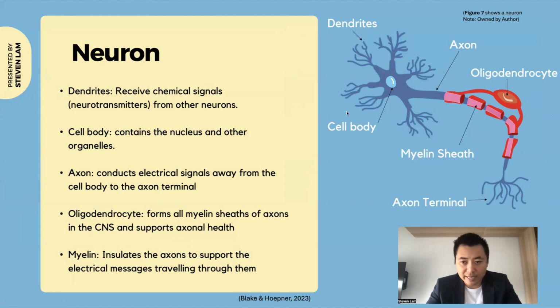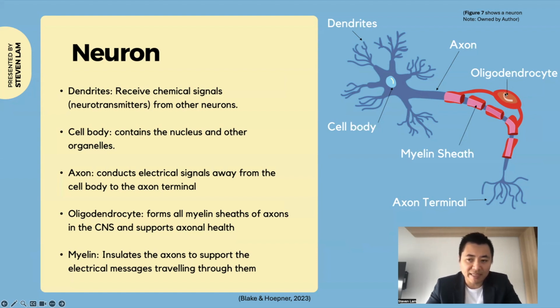And so the neuron at the end here contains dendrites, and these dendrites receive chemical messages called neurotransmitters, which help send the message down the neuron. It has the cell body that has a nucleus and other organelles in there to keep it alive. And it also has an axon. Now, the axon conducts electrical signals from the cell body all the way down to the axon terminal here, and it's supported by a cell called an oligodendrocyte.